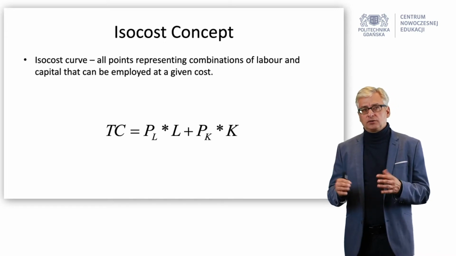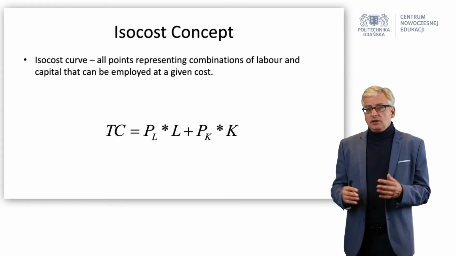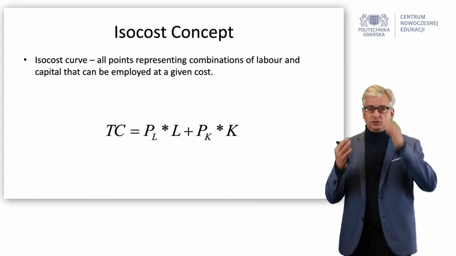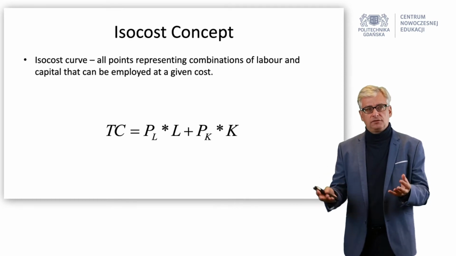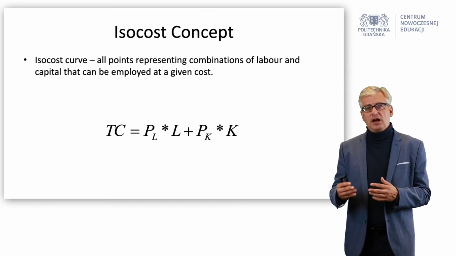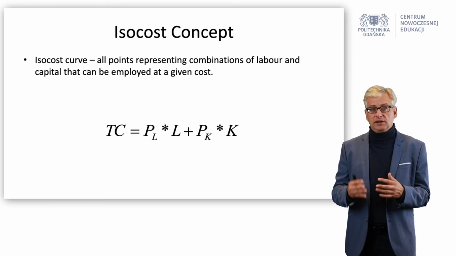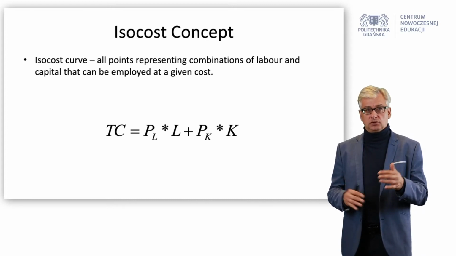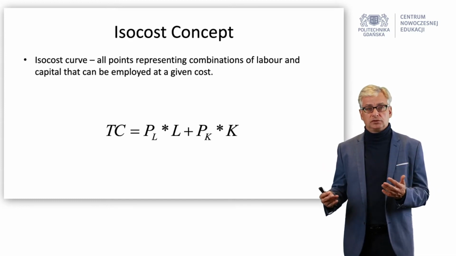The concept of isocost, again, iso, the same. It's a line of the same cost. What does it mean? Well, you could imagine it this way. You are granted some money for the production, a fixed money. And now this isocost shows you all possible combinations of labor and capital that you could employ with your money. So this is kind of the border of what you can employ to produce.